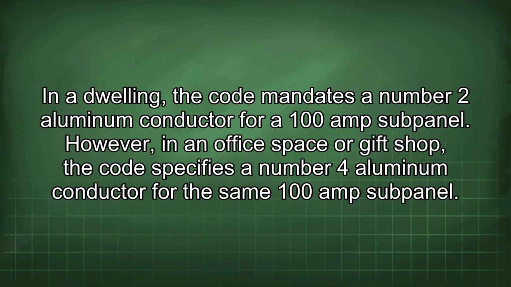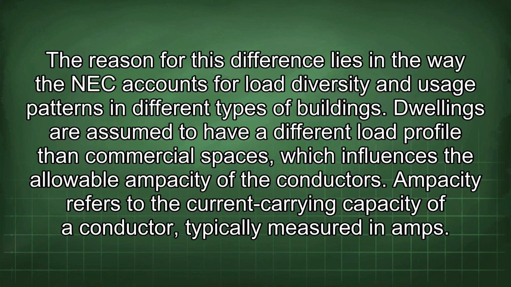In a dwelling, the code mandates a number 2 aluminum conductor for a 100 amp subpanel. However, in an office space or gift shop, the code specifies a number 4 aluminum conductor for the same 100 amp subpanel. The reason for this difference lies in the way the NEC accounts for load diversity and usage patterns in different types of buildings.